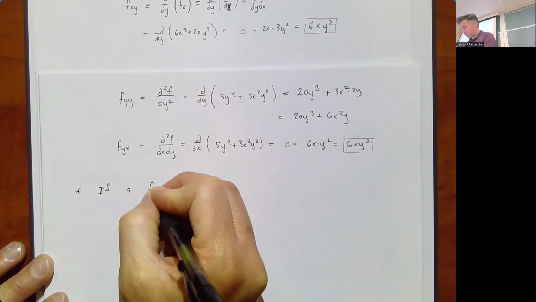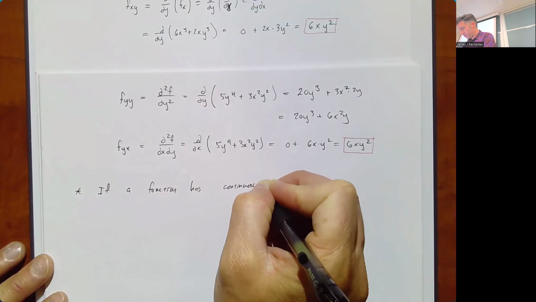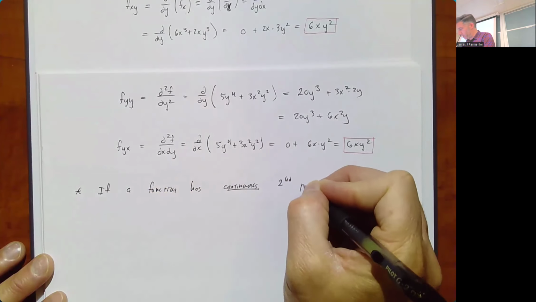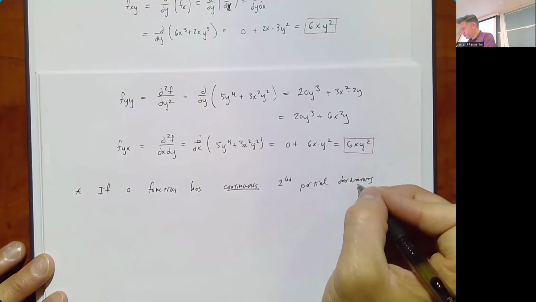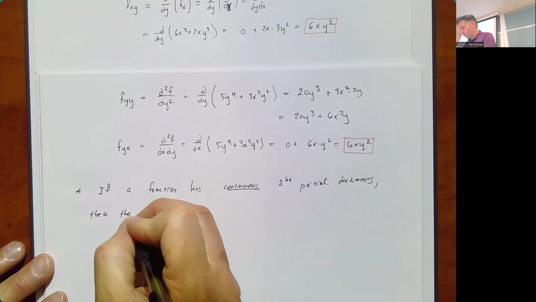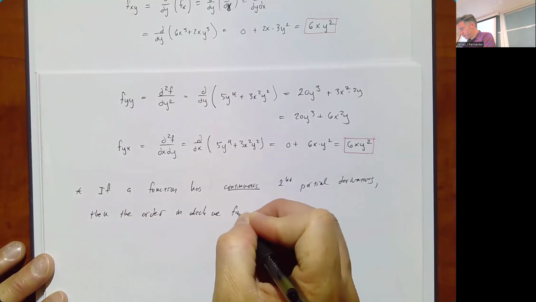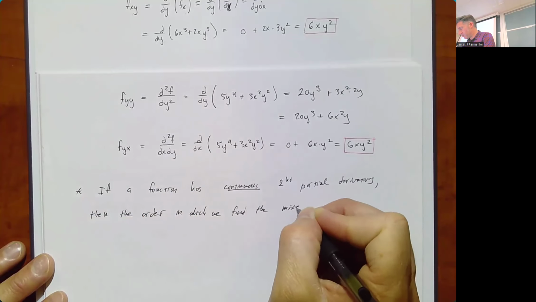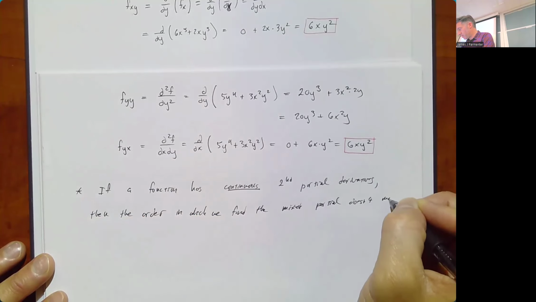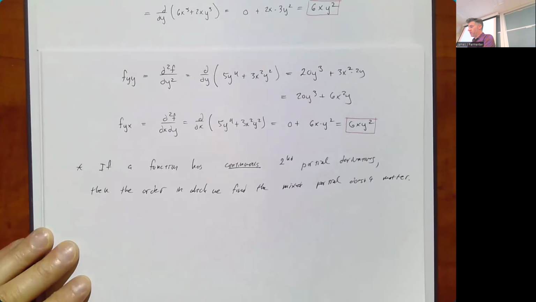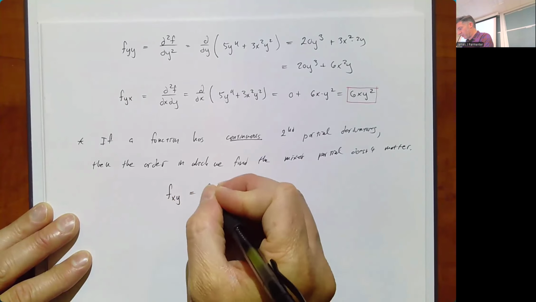if a function has continuous second partial derivatives, then the order in which we find the mixed partial doesn't matter. Or said more succinctly, if a function has continuous second partial derivatives, then it's going to be true that the mixed partial fxy is equal to the mixed partial fyx.